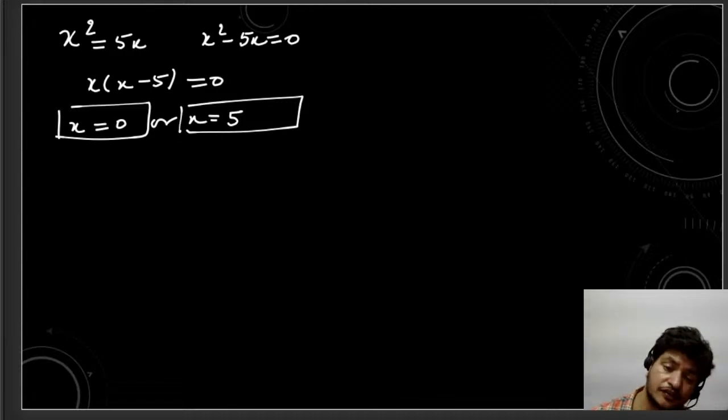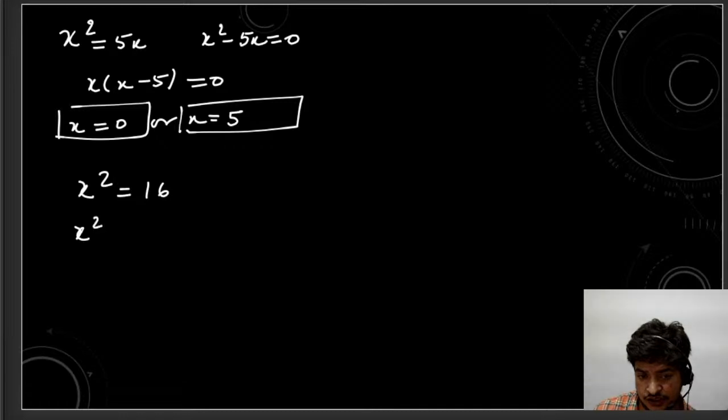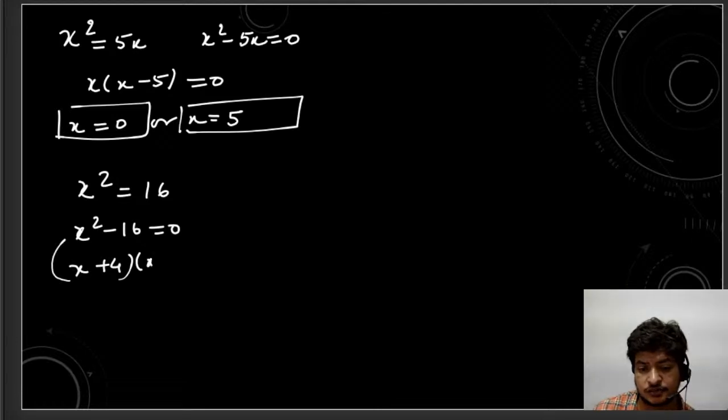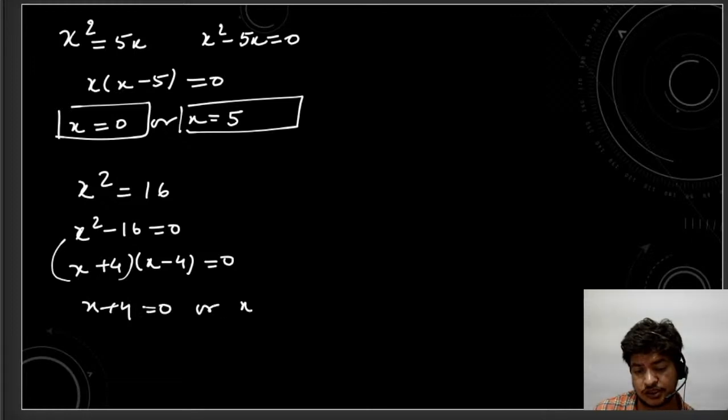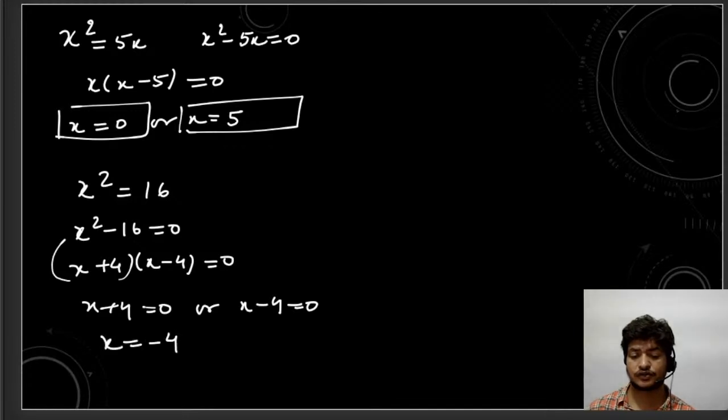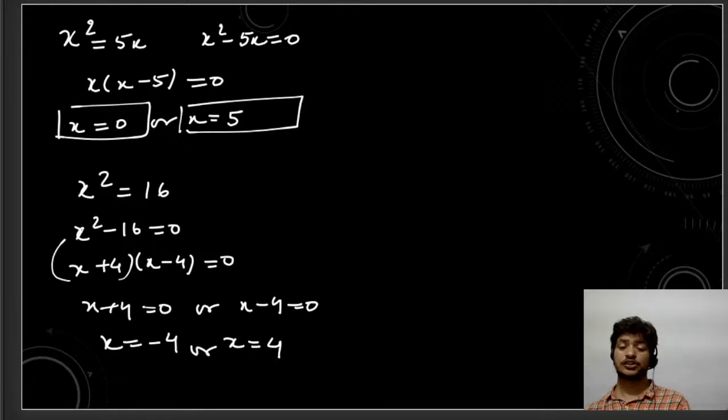Now next question, if you can see, I can write this one as x square is equal to 16. So you can write this one x square minus 16 equal to 0. I can write this one as x plus 4 multiplied with x minus 4 equal to 0. So x plus 4 will be 0, or x minus 4 will be 0. Now if you expand, you will get x is equal to minus 4, or x is equal to 4. Now these two values that you are getting are the values of x for another equation. Okay, clear?